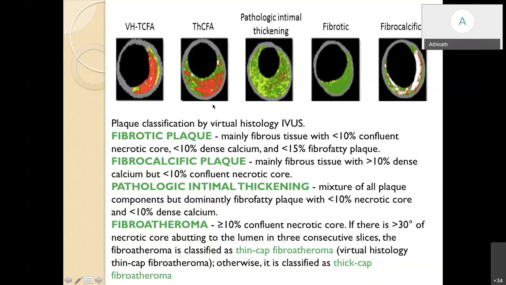The first two are fibroatheromas. The first one is a thin cap fibroatheroma, which is highly prone to rupture. The second one is a thick cap fibroatheroma, which is comparatively better when compared to the thin cap fibroatheroma.